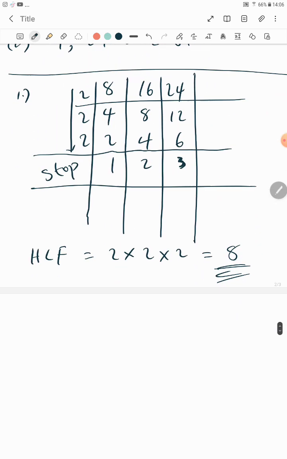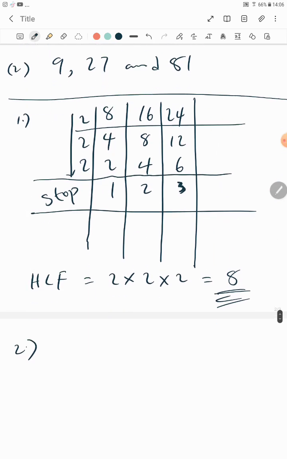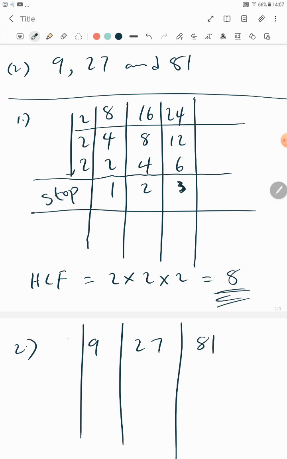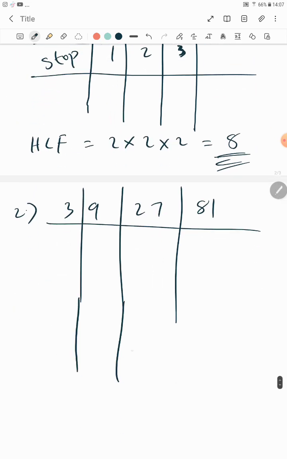So let's try number 2. In number 2, I have 9, 27, and 81. So let's draw our table. I can see that the first number I can use is actually 3. That's why I put 3 there. So 3, 9, 27. I can use 3 again. Okay, that's 1, 3, 9.